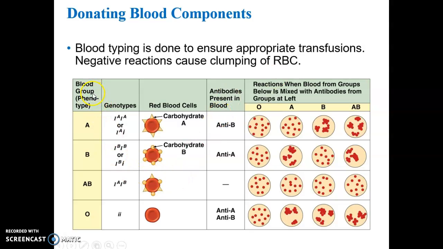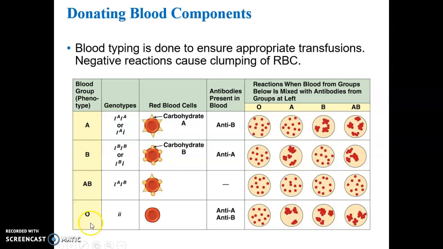So if we look here at the blood groupings, blood types, you've probably heard of blood type A or blood type B or blood type AB or blood type O. What's missing here is what's called the Rh factor, or the negative factor. There's blood type A positive and A negative. There's B positive and B negative. There's AB positive and AB negative. And then there's blood type O positive and O negative. But we'll just simplify that and just say A, B, AB, or blood type O.